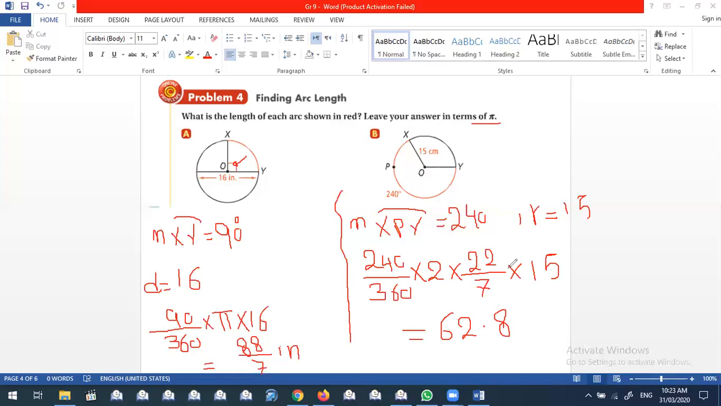Here it says, leave your answer in terms of pi. So keep pi. Take 22 over 7 and write pi. No problem, we substitute pi with 22 over 7. Okay. The next one.